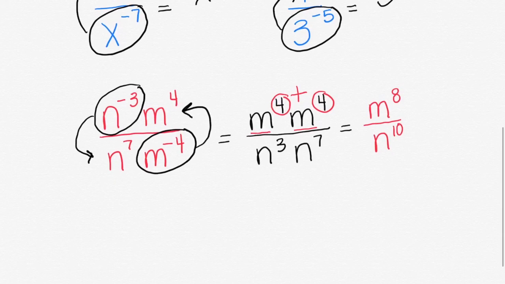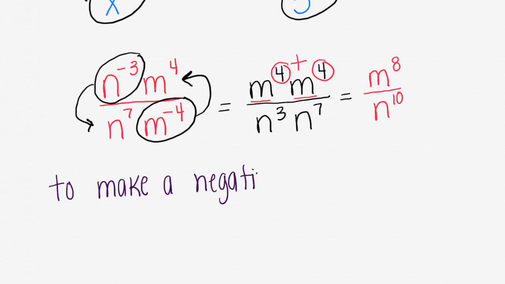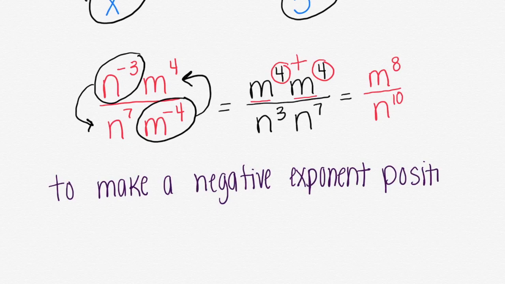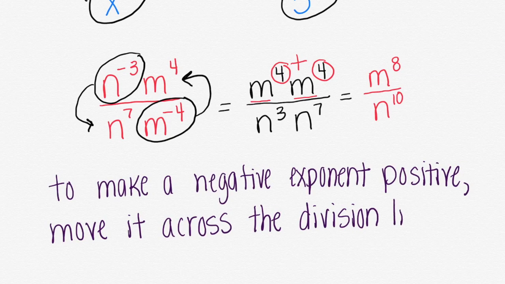So let's go ahead and write down this rule. To make a negative exponent positive, move it across the division line. And that's it.